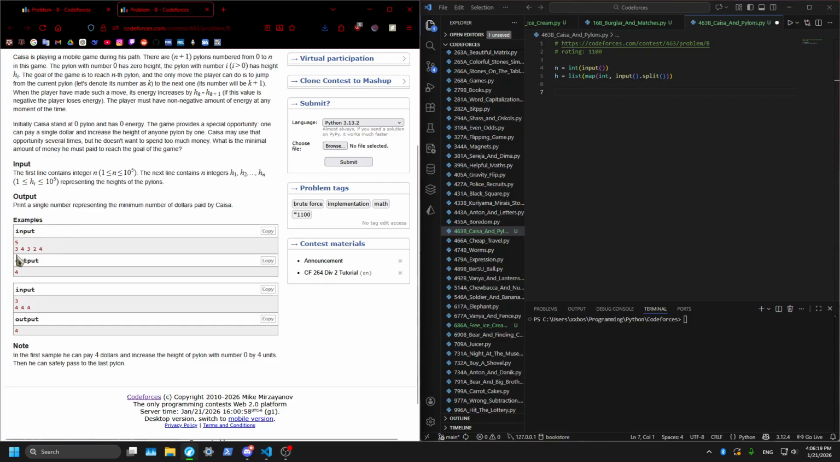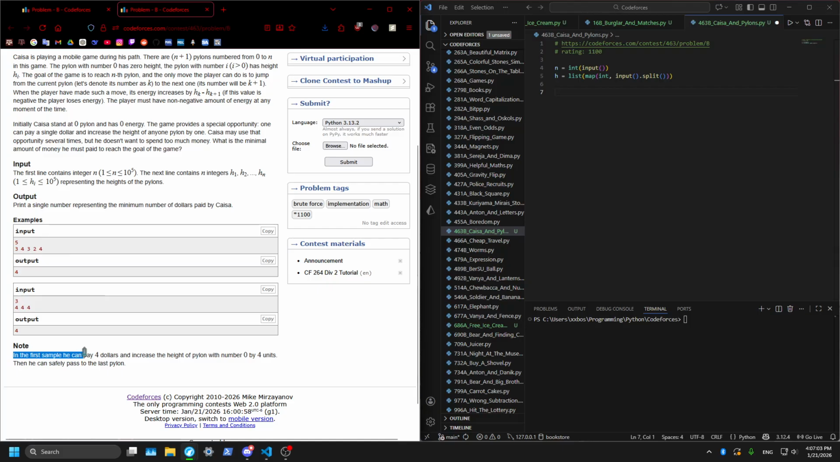I don't understand how this works. This is negative 1 energy. So we increase it by 1. 4 energy. 4 is 0 energy. 1 energy. 2 energy. 0 energy.